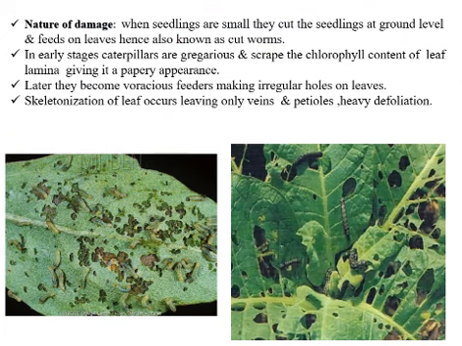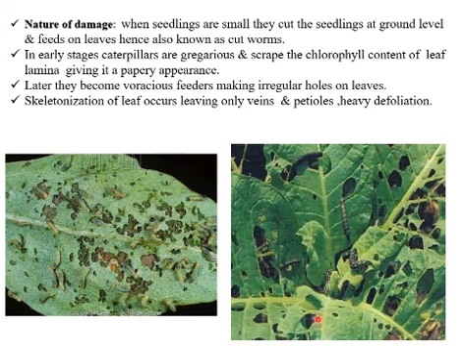Tobacco caterpillar, nature of damage. When the seedlings are small, they cut the seedlings at the ground level, so the tobacco caterpillar is also called cutworm. In the early stages, caterpillars are gregarious and they scrape the chlorophyll content of the leaf lamina, giving it a papery appearance. Later, they become voracious feeders, making irregular holes.